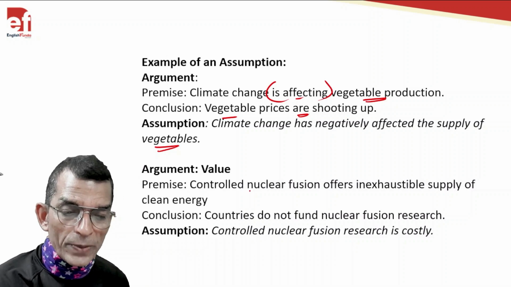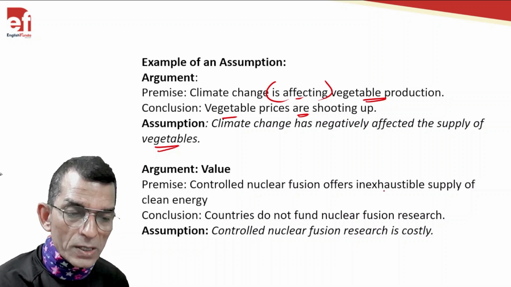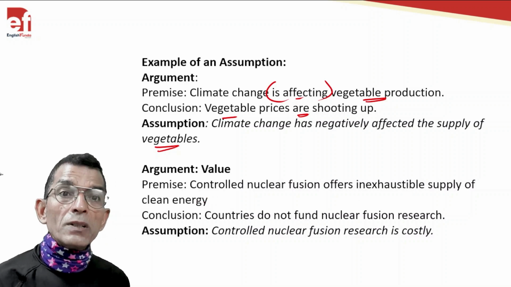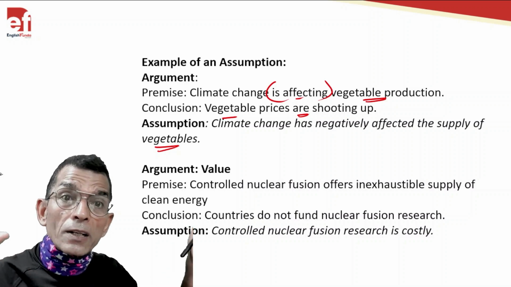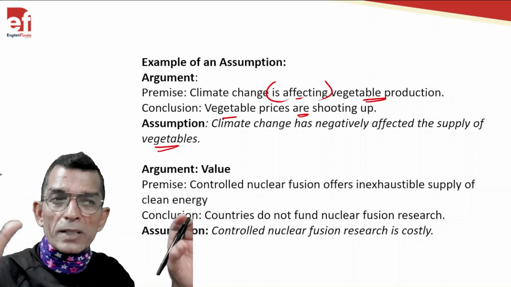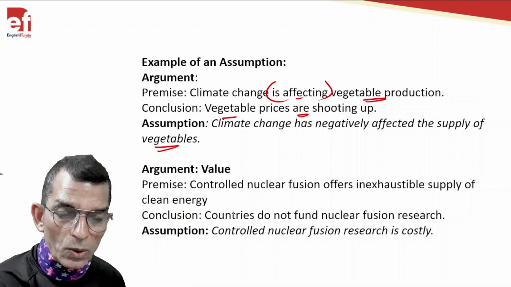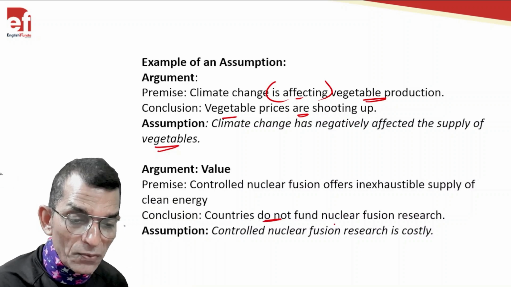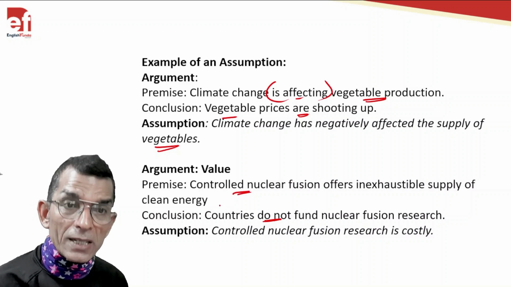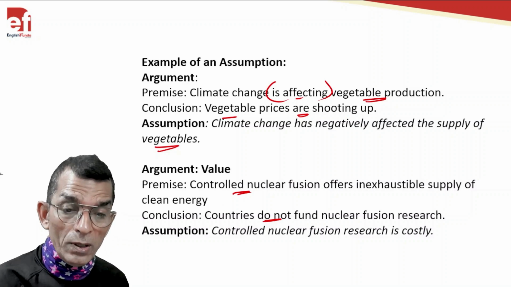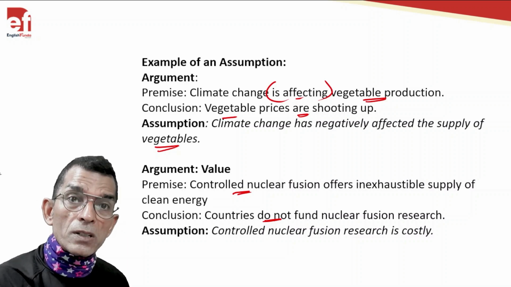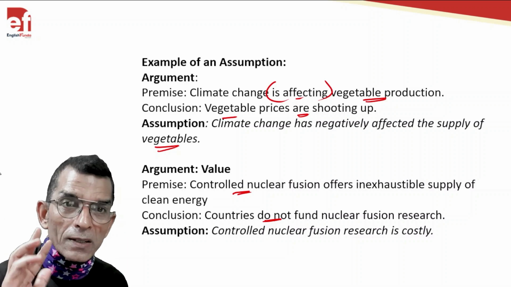It says the premise is: controlled nuclear fusion offers an inexhaustible supply of clean energy. Controlled nuclear fusion can give you an inexhaustible supply of clean energy. There will be no fossil fuel pollution. Well, very good. And the conclusion is: countries do not fund nuclear fusion research. Now, come on. Here you have mentioned that it offers an inexhaustible supply of clean energy. Well, and countries, you say, do not fund nuclear fusion research. Why is that so? So there must be a reason which is not mentioned here.